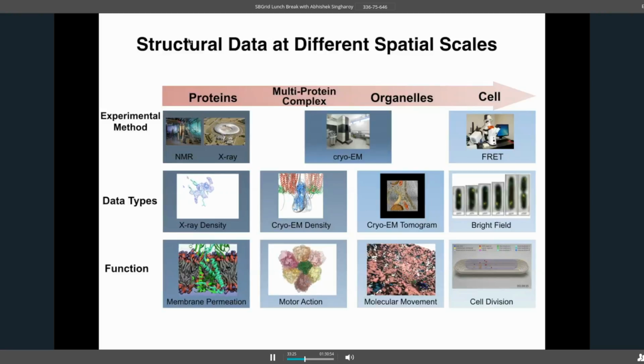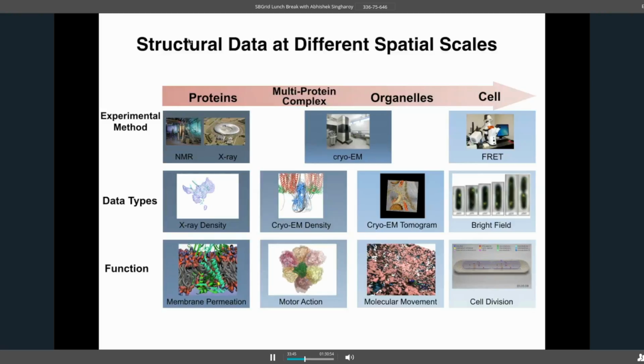structural data is actually available at different spatial scales. So this slide kind of summarizes the amount of data that is actually available. So are the movies playing well? Are they looking smooth enough? They look good from here. Okay, good. So cool.